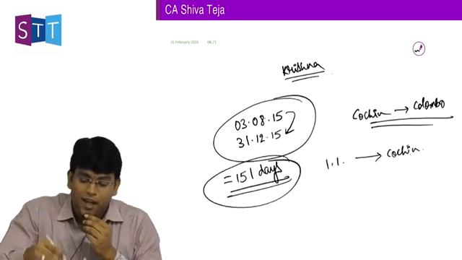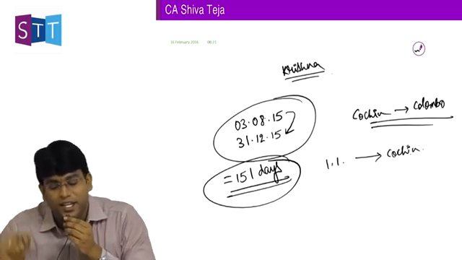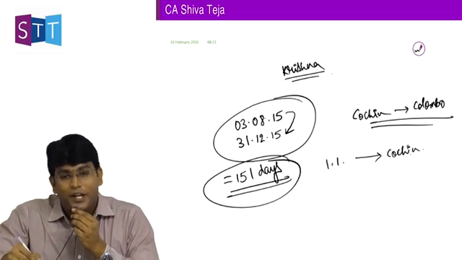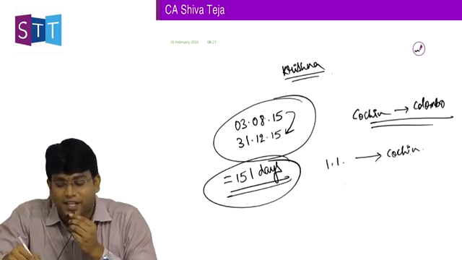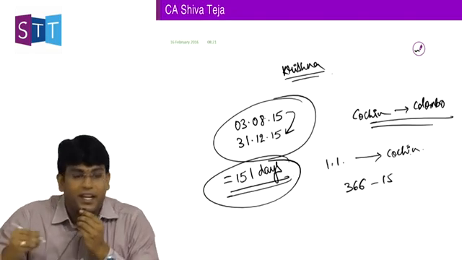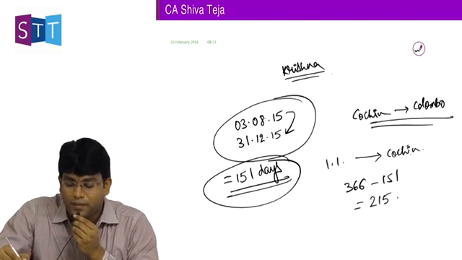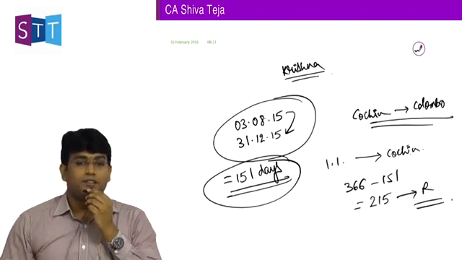Now the point is that before joining the ship on 3rd August, he was in India only. After leaving the ship, where is he? In India only. So the total number of days in a year is 366, leap year, minus 151 days spent on the ship. How much is it? 215. Will he be resident? That is the concept.